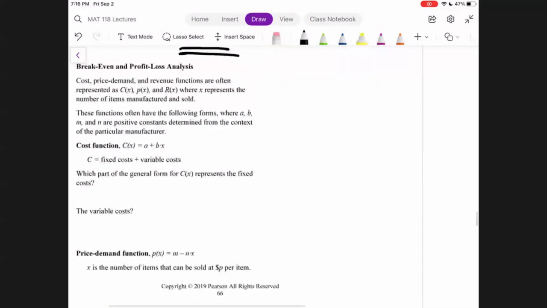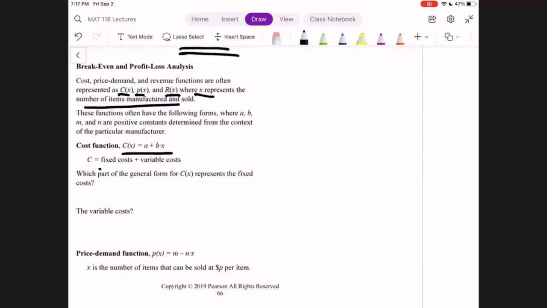So for this next part here, we have that cost, price, demand, and revenue functions are often represented by these function names: C of X, tiny p of X, and R of X. X represents the number of items manufactured and sold. And they have these formats, so they say that C of X is this.